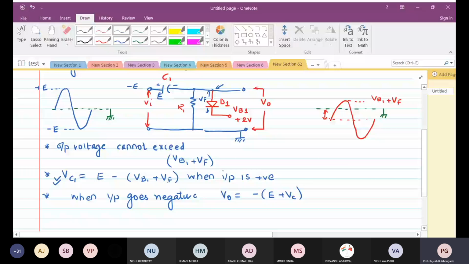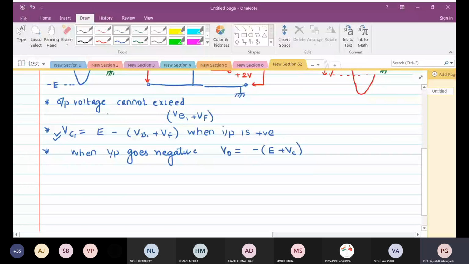Why E minus (VB1 plus VF)? The reason is that your output voltage cannot exceed VB1 plus VF. Why is the reason that it cannot exceed this voltage? Because the diode will get forward biased. As soon as the voltage over here tries to exceed VB1 plus VF, the diode will be forward biased and it will be clamped to that particular value. So the output will be clamped to a maximum value of VB1 plus VF. We have already seen the biased clippers. In a similar fashion, we have this kind of network. So it should not be a big issue.